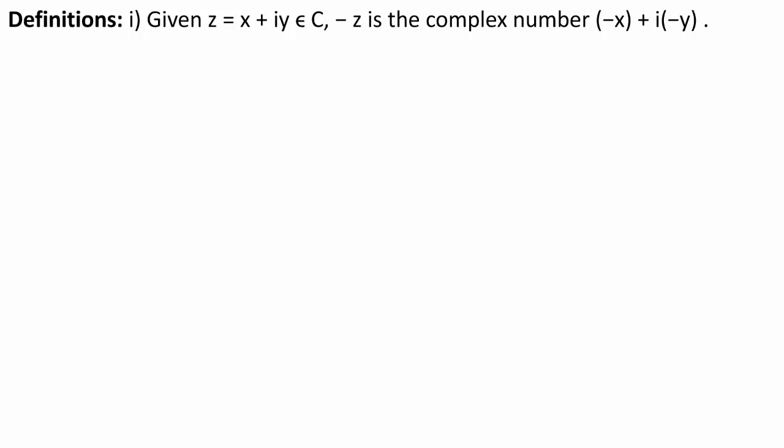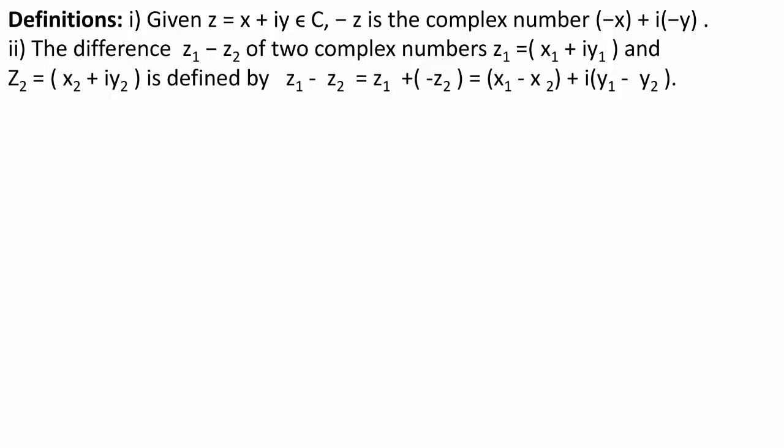Given z = x + iy in C, minus z is the complex number minus x + i times minus y. The difference z1 minus z2 of two complex numbers z1 = x1 + iy1 and z2 = x2 + iy2 is defined by z1 minus z2 = z1 + (minus z2), that is nothing but (x1 minus x2) + i(y1 minus y2). That means the difference of two complex numbers is a complex number whose real part is the difference of the real parts plus i times the difference of the imaginary parts of the two complex numbers.